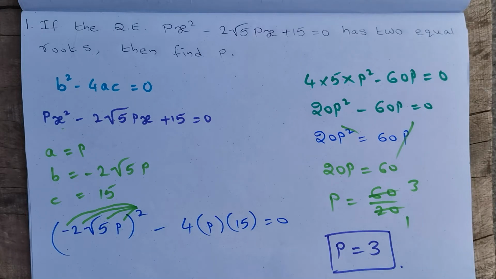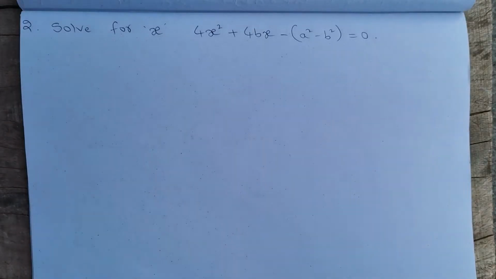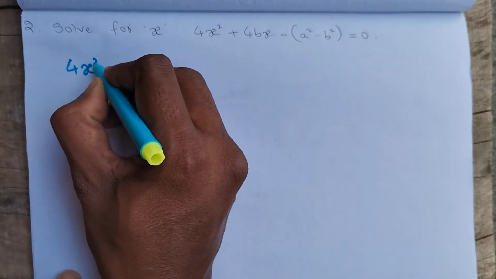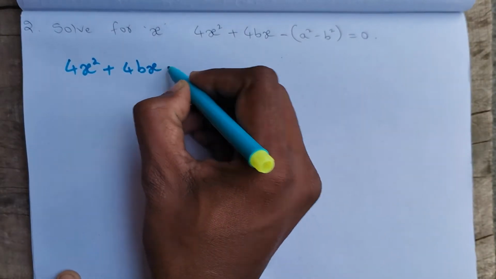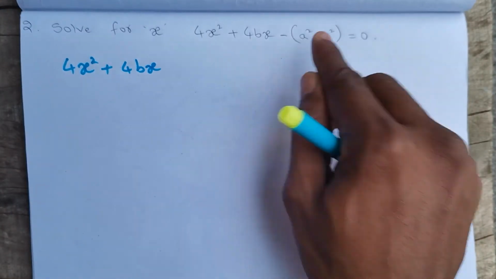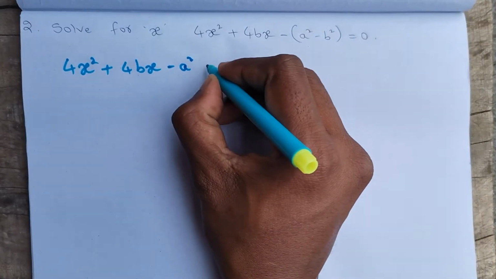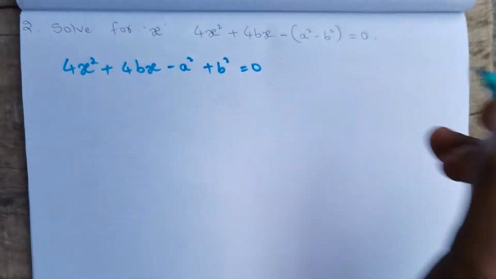Next, question number 2. The question is, solve for x in the given equation 4x square plus 4bx minus of a square minus b square equals to 0. So 4x square as it is, plus 4bx as it is, minus into a square, minus into minus b square, plus b square is equals to 0.